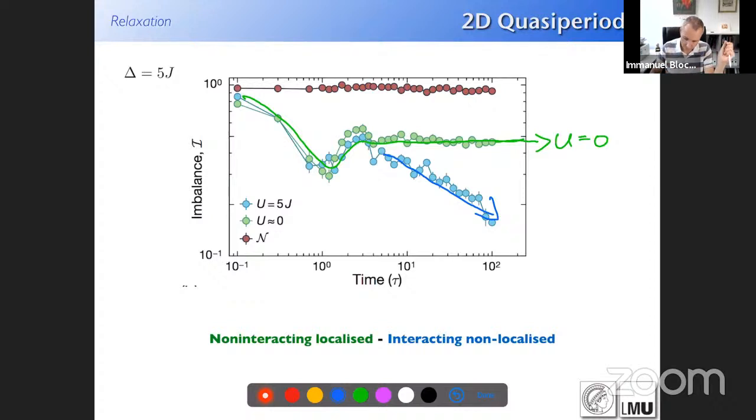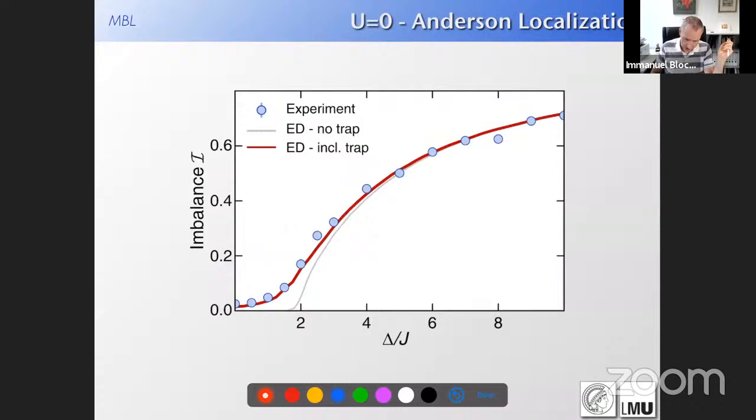Okay. All right. Good. So let's go back to our reference point where we understand things well. Here's the imbalance as a function of disorder strength for the non-interacting system. If we would have no harmonic trap, then, as I said, we would expect for a delta equal 2 localization to occur.